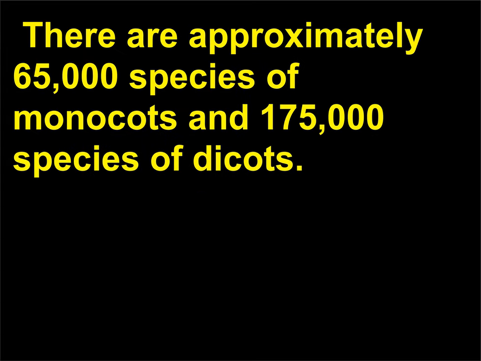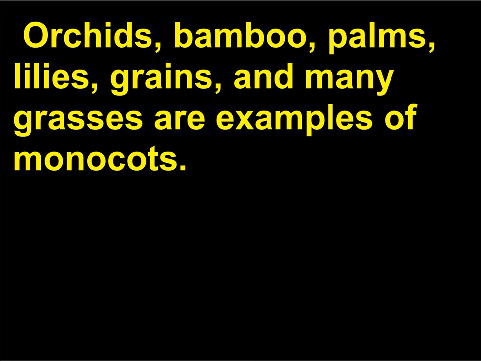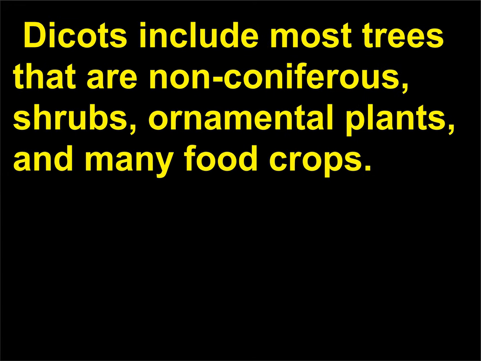There are approximately 65,000 species of monocots and 175,000 species of dicots. Orchids, bamboo, palms, lilies, grains, and many grasses are examples of monocots. Dicots include most trees that are non-coniferous, shrubs, ornamental plants, and many food crops.